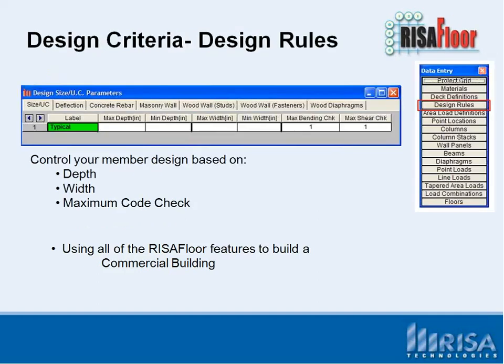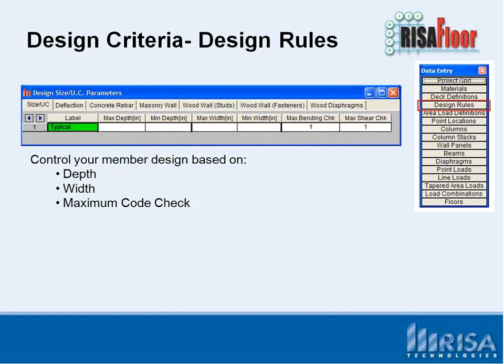So let's talk a little bit, starting out here, with the design criteria. What we're going to do to set up our design criteria is use something called design rules. What we can see here on the right side of my screen is the data entry toolbar. There's a design rule tab, and you can click on that, and it will open up this little spreadsheet here that will help you limit what your design criteria will be.